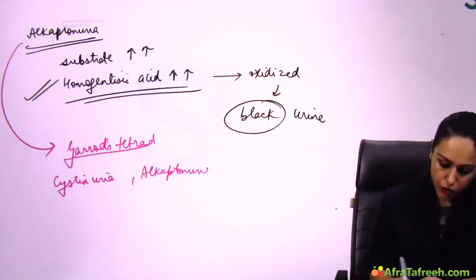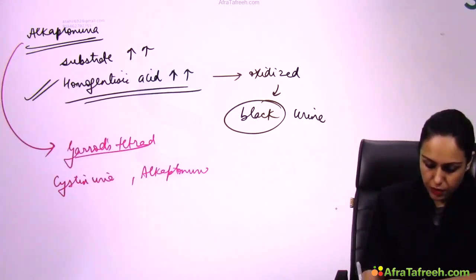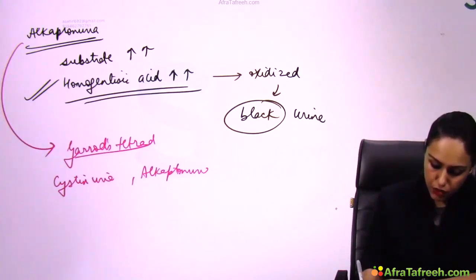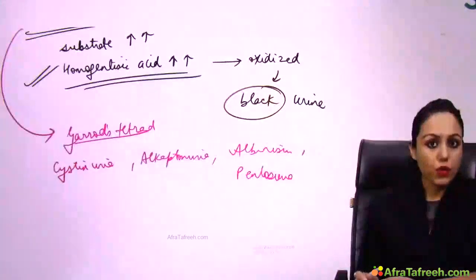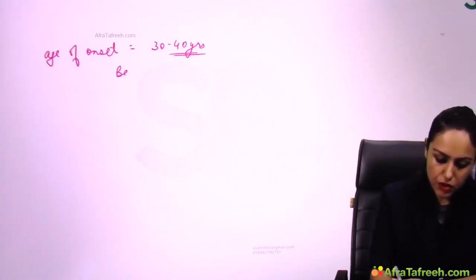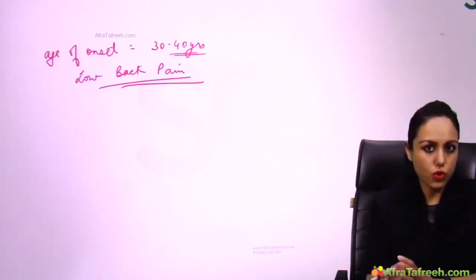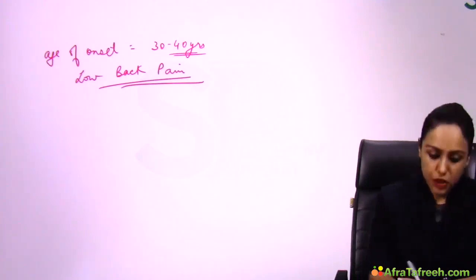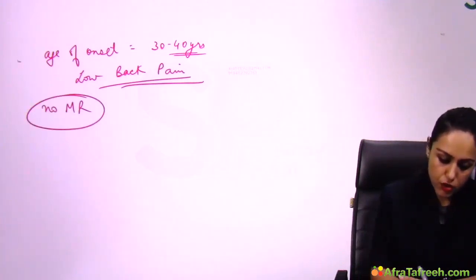In Garrod's tetrad, the 4 diseases which are there are cystinuria, alkaptonuria, albinism, and pentosuria. So alkaptonuria is one of the diseases of Garrod's tetrad, right? The age of onset of these patients is around 30 to 40 years, and mainly patients present with lower back pain because bones are also affected here. And these patients do not have any mental retardation.